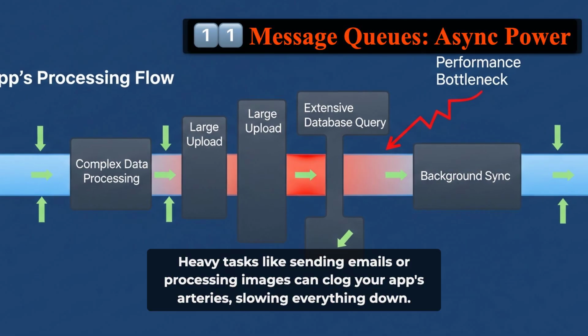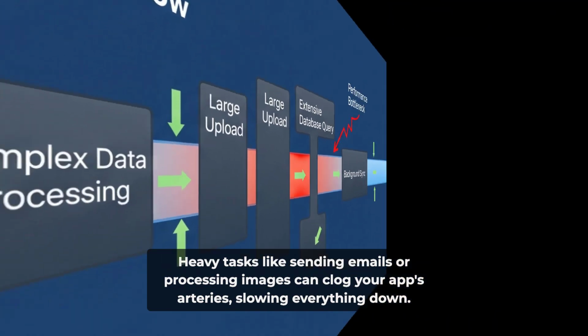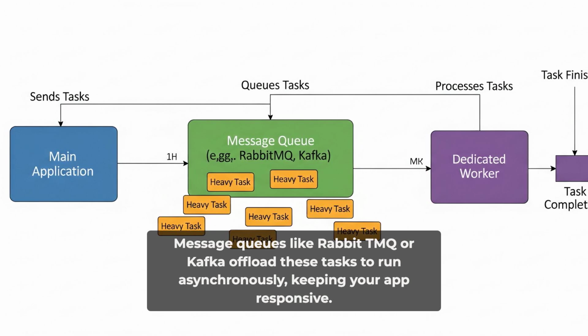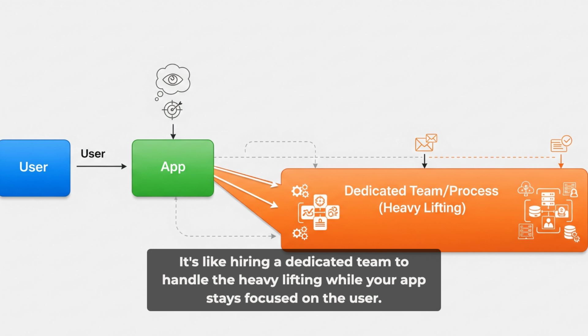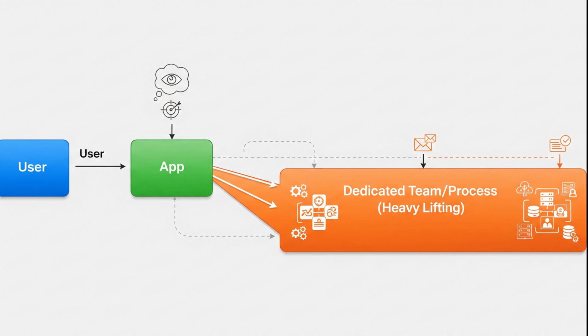Heavy tasks like sending emails or processing images can clog your app's arteries, slowing everything down. Message queues like RabbitMQ or Kafka offload these tasks to run asynchronously, keeping your app responsive. It's like hiring a dedicated team to handle the heavy lifting while your app stays focused on the user.